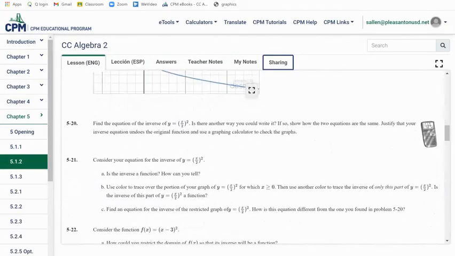So for question 20, it just says to find the equation of the inverse y equals x divided by 2 squared, or you can think of it as 1/2 x squared. Is there any other way you could write it? If so, show how the two equations are the same. Justify that your inverse equation undoes the original function, and use a graphing calculator to check the graphs. So that will be your last question. All right, so this was 5.1.2, day 1.